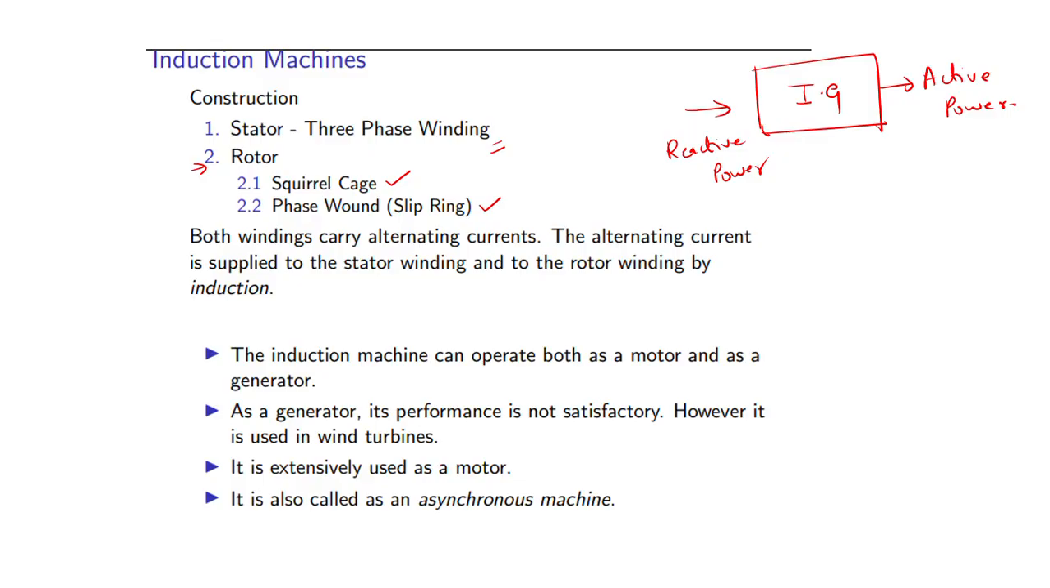It is also called an asynchronous machine. Why is it called an asynchronous machine? Because it is not rotating at Ns speed. When the speed is less than Ns, the induction machine acts as an induction motor. When the speed of the rotor is greater than Ns, the machine acts as an induction generator.